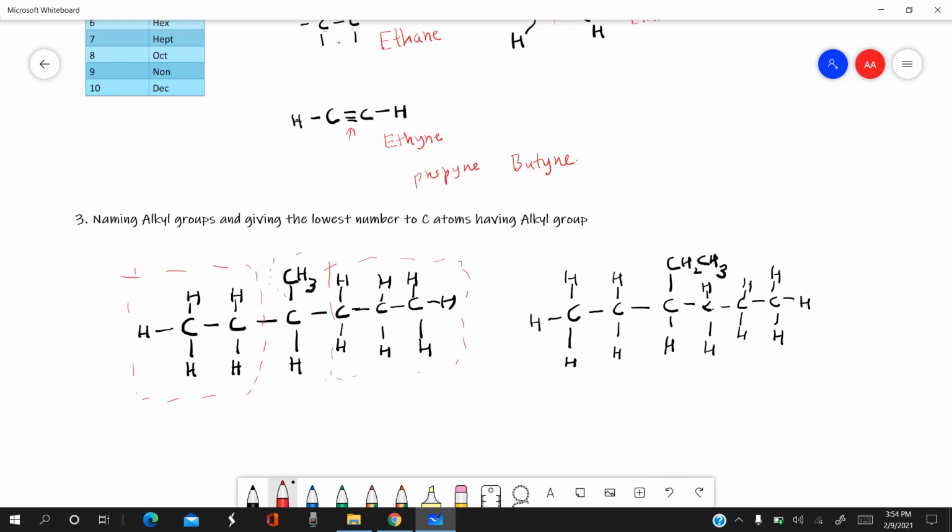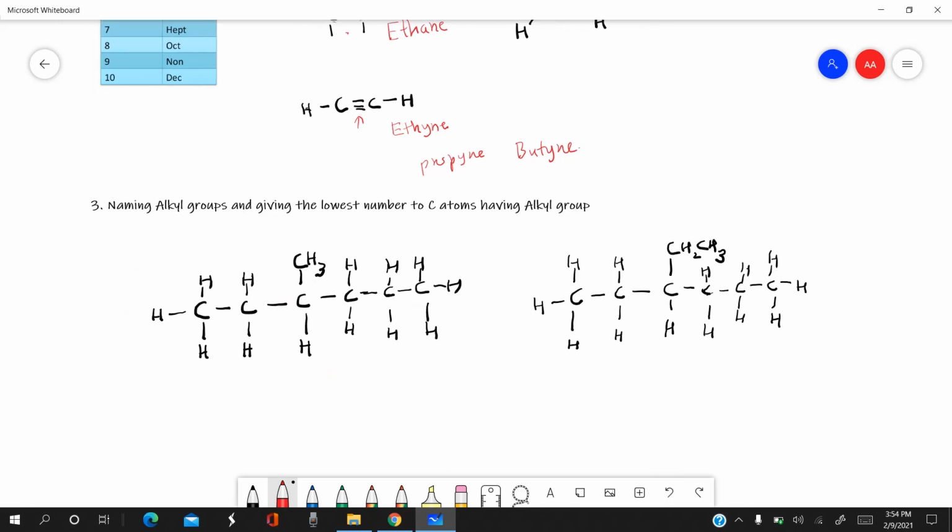Now let's see how to number with an alkyl group. First, you have to select the longest carbon chain. So let's see this one first of all. That has 1, 2, 3, 4, 5, 6 carbons. If you select this chain, it will have only 1, 2, 3, 4 carbons. So we can't select this chain, we should select this chain. When numbering this chain, you have to make sure that the carbon which is attached to the alkyl group gets the lowest number.